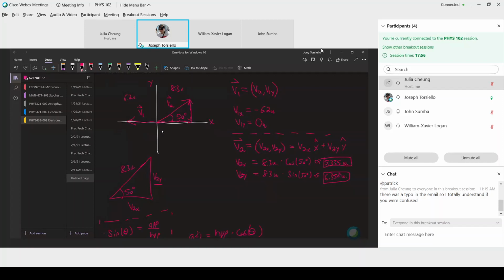Let's flip the question around. Let's say you were given the components Vx and Vy, but you want to find the length and the angle. Does anybody have any idea how they would do that? We'll start with the length just to make it a bit more consistent. How would you find the length of V2?